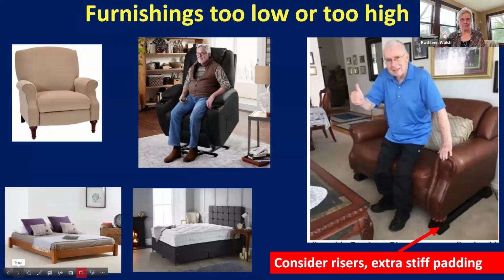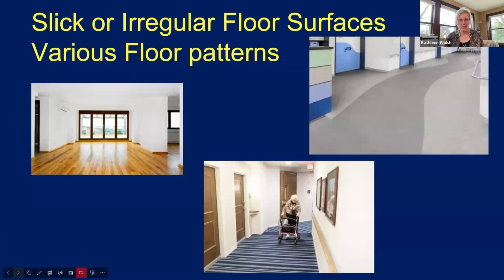My father had a recliner that we could not get him out of, no matter how hard we tried. So it was an occupational therapist that said, get some risers and stiffer padding. And we made his recliner higher off the ground so he didn't have to rock himself to get out of the recliner, and then he would fall, of course. So there are different things that you can do to make furnishings safer. We'll go on to the next, please.